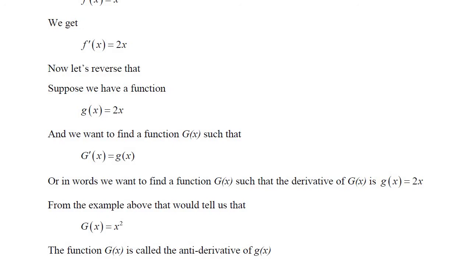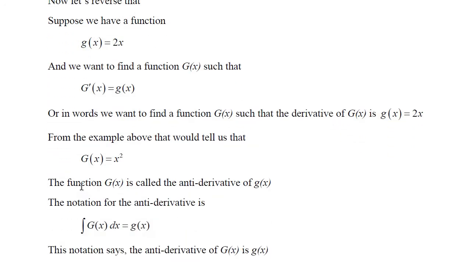So the function capital G of x is called the antiderivative of little g of x. The notation for the antiderivative is this elongated S, your integral symbol. This is the integral of little g of x dx equals capital G of x. Again, the notation says the antiderivative of little g of x is capital G of x.